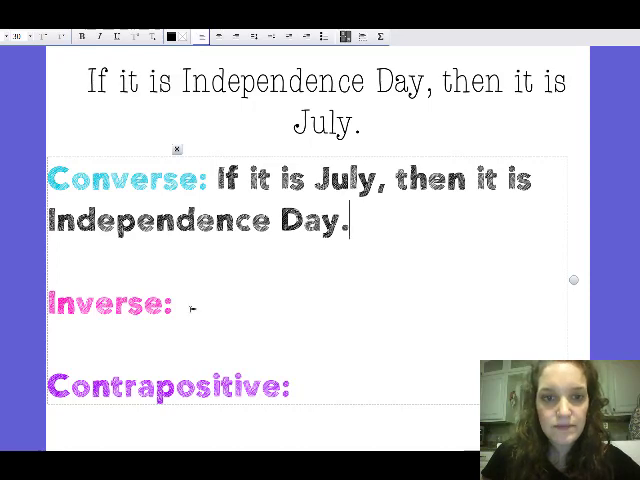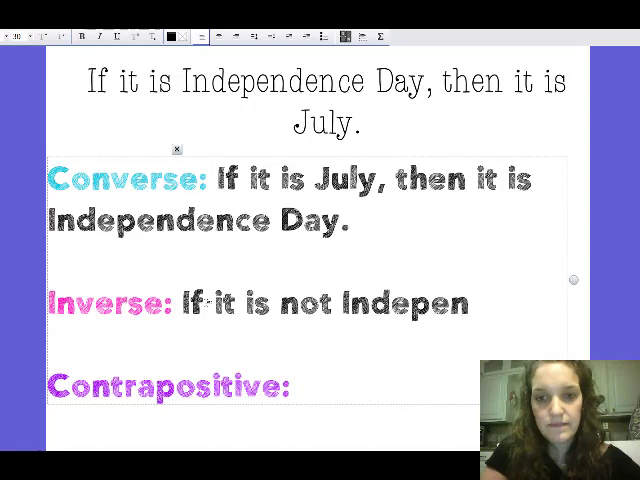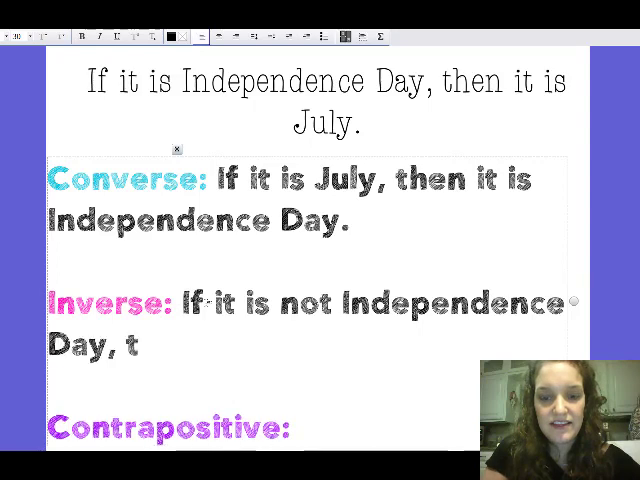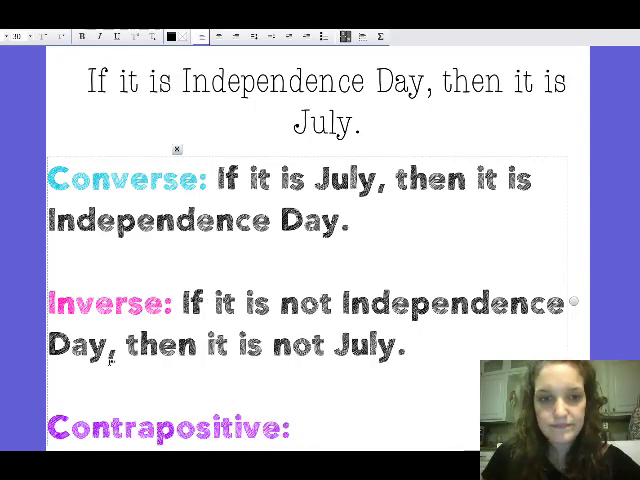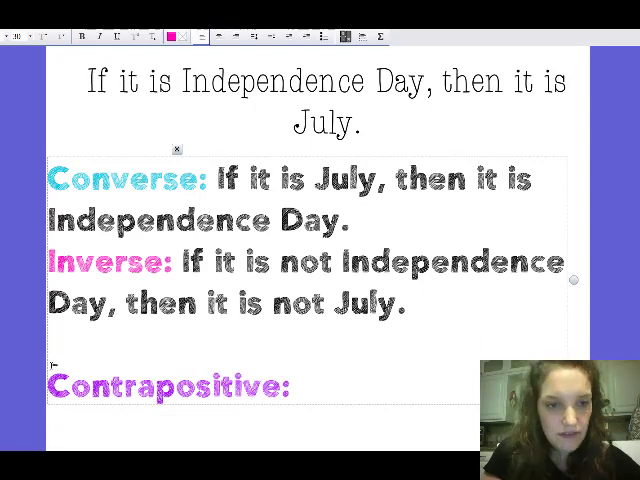So converse, you switch them. Inverse, we're going to negate the hypothesis and the conclusion. So inverse would be, if it is not Independence Day, then it is not July. I just add the word not to both the hypothesis and the conclusion.